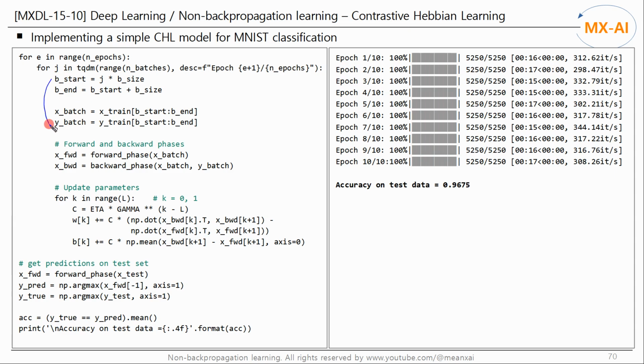Next, we generate batch data, perform forward and backward phases, and update the weights and biases. Repeat this process several times. This is the learning process of CHL. Finally, we feed the test data into the trained model, and we use the final output of the model to measure the accuracy on the test data.